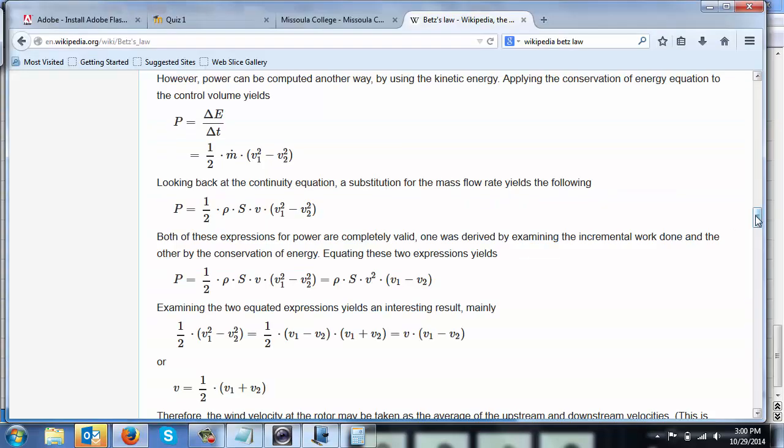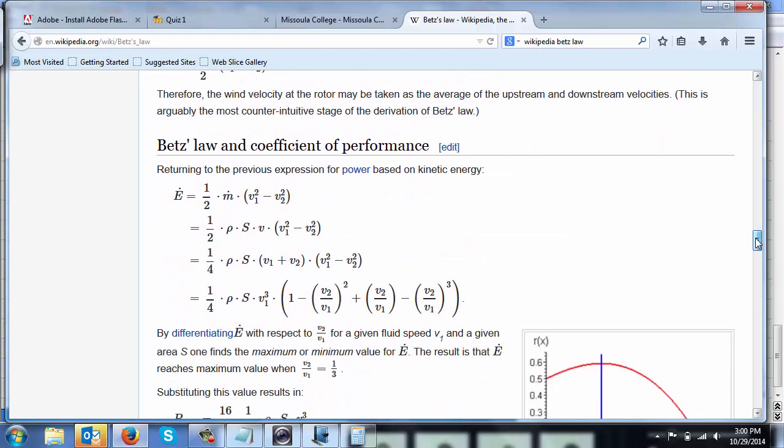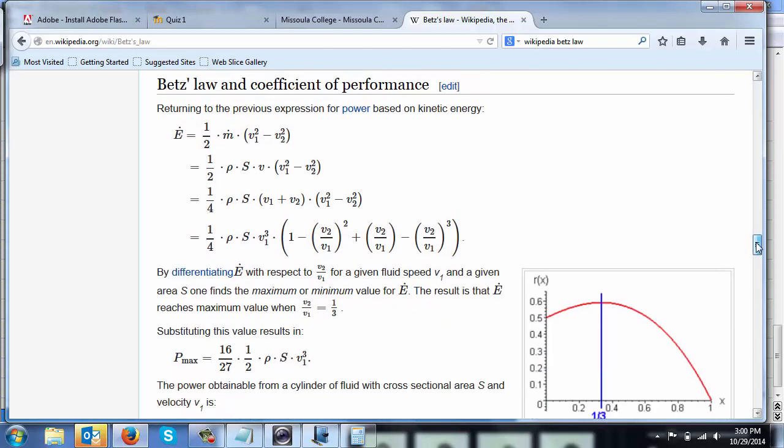Now, what Vets does from here, and I'm not going to write the rest of it out because there's a little bit of subtlety here. It says returning to the previous expression for power based on kinetic energy. What he's done is just sort of expanded this whole thing. So you've got your V1 squared minus your V2 squared. Another way of writing that is, well, just like so. If you were to take this thing and work yourself backwards, this is just another way of writing it. And you'll notice that energy, so E dot, is also just power.